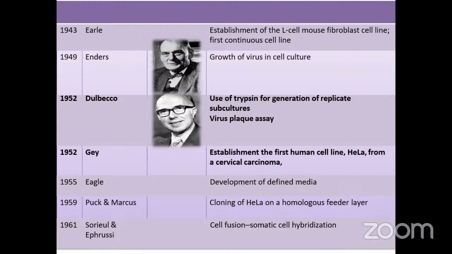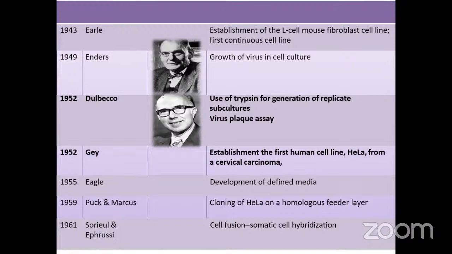And in 1952, Dulbecco was the one who gave the medium for the generation. So now we use the media which is called Dulbecco's Modified Eagle Medium, DMEM. The DMEM media was named after his name, Dulbecco. He used trypsin for the generation of replicate subcultures and also performed the virus plaque assay.